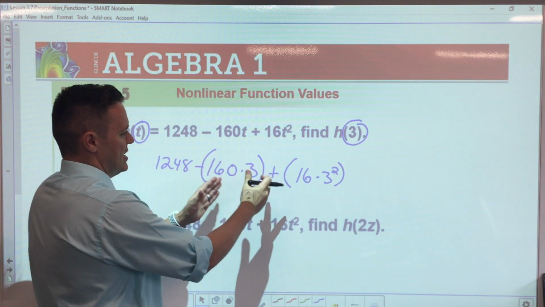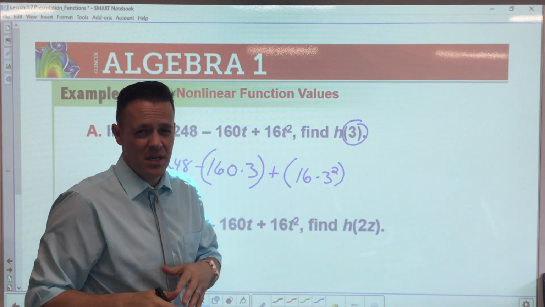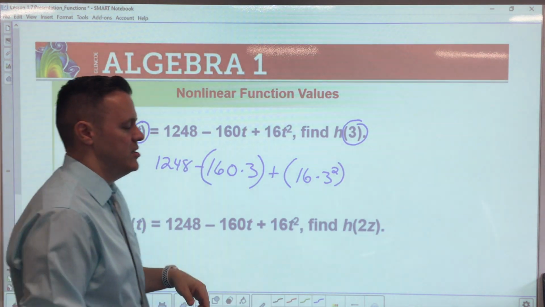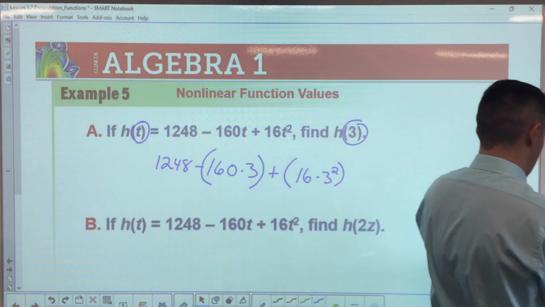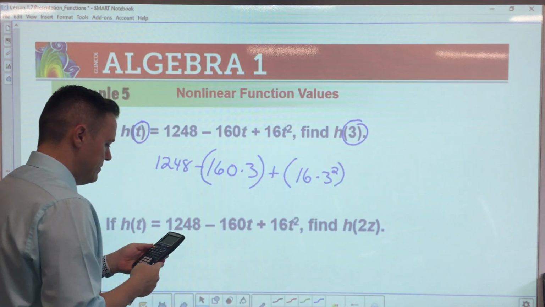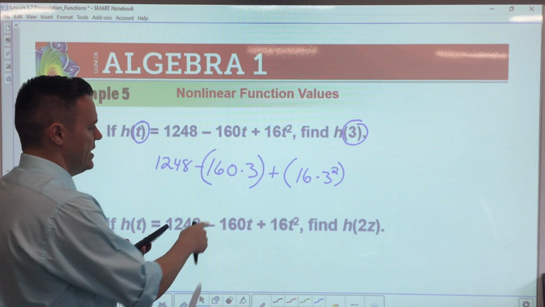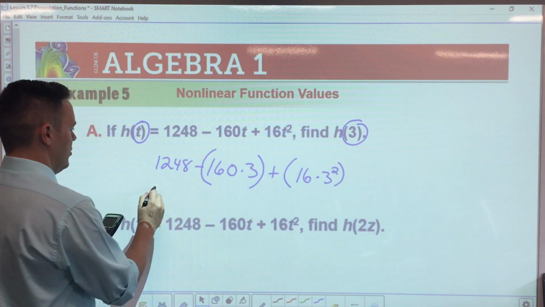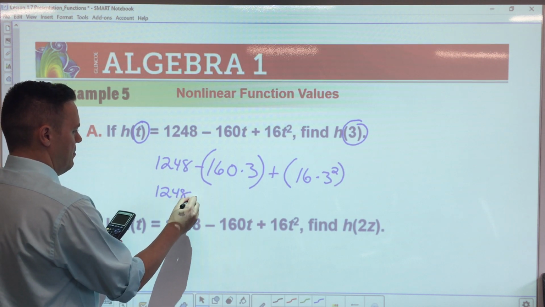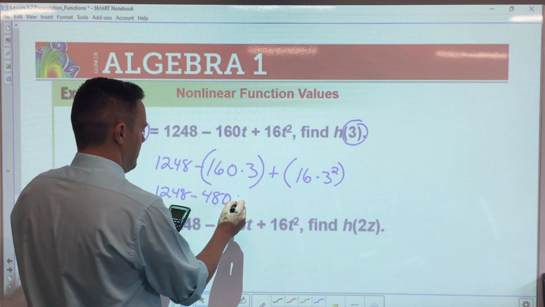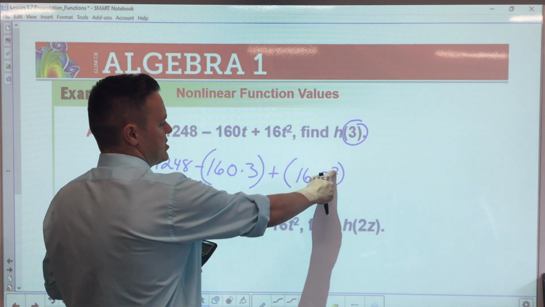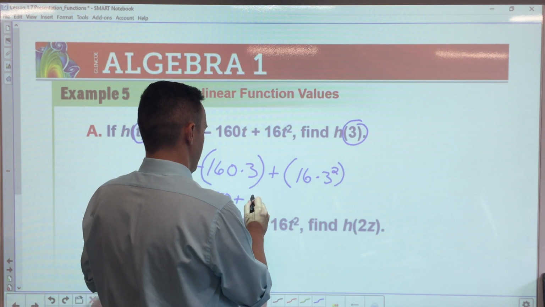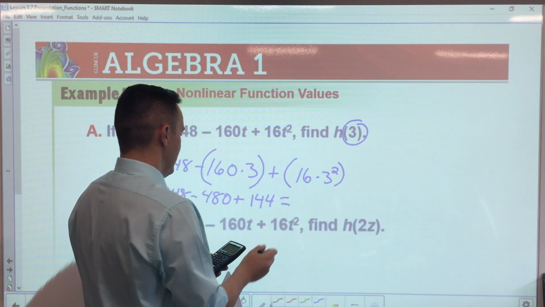Because what you want to do is focus on it piece by piece. If you put the brackets around it, it makes it kind of separate things out so you don't get so confused. Okay? So let me break out my calculator. Make sure I get these numbers right. All right. So what you have is 160 times 3. 160 times 3 is 480. So your next setup would be 1248 minus 480 plus, so we know 3 squared is 9, so it would be 16 times 9 equals 144. Okay? Put it in the calculator, ladies and gentlemen.